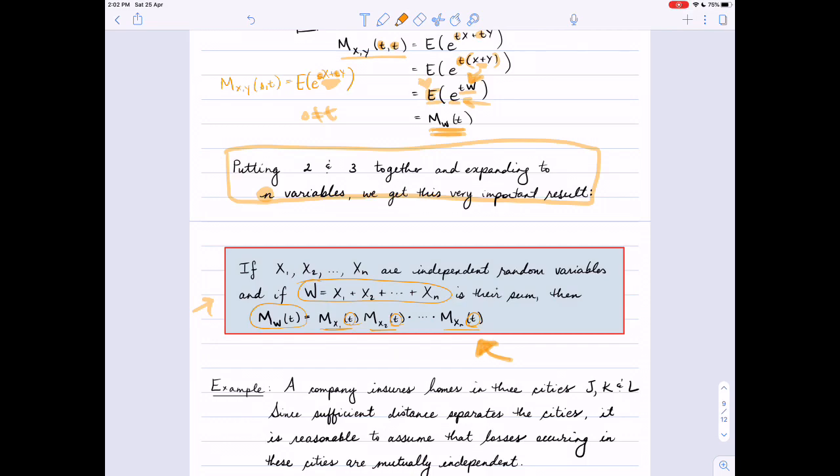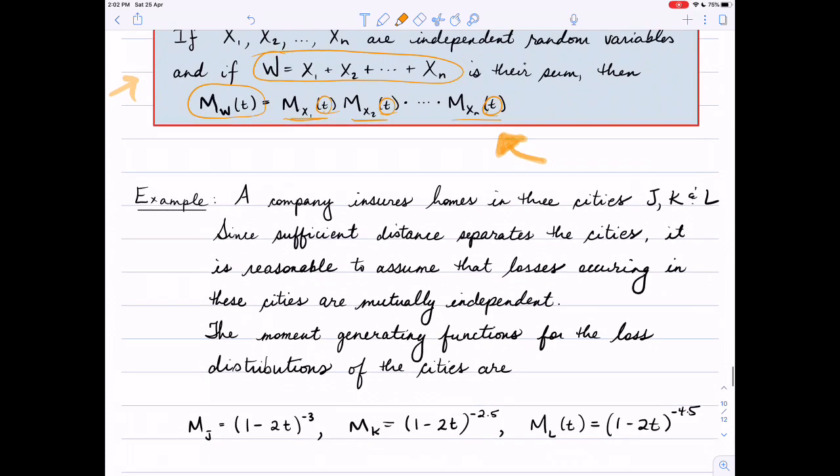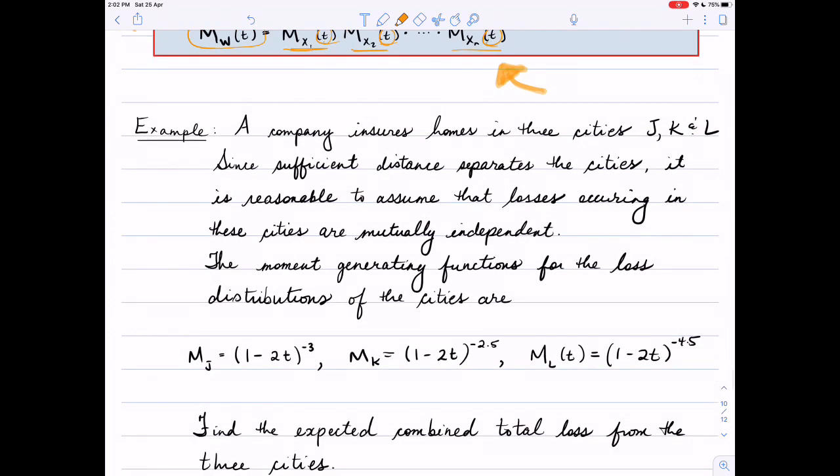So we're going to keep that in mind for later use, and we're going to finish off with an example here, which is a bit of a word problem. So let's go through. A company insures homes in cities J, K, and L. I live in Jburg. Yeah, no. So strange names for these cities, but there you go. Since sufficient distance separates the cities, it is reasonable that losses occurring in each of these cities are mutually independent.